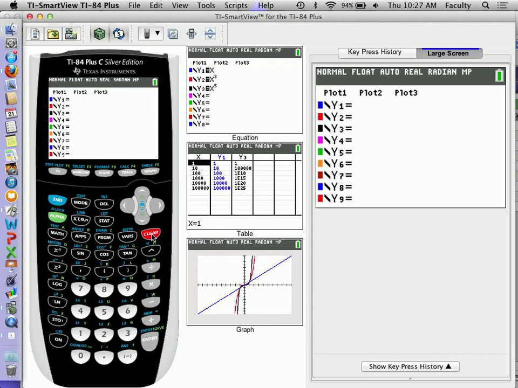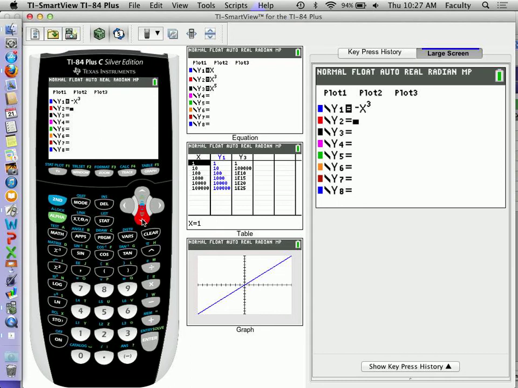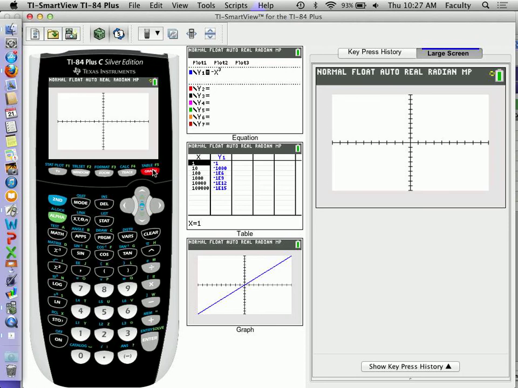And I want you to now type in negative x cubed in your y sub 1. Now we put it back on a standard window, so let's just press graph. And what happened is our standard x odd looked like this. Now when you put a negative in front, it's going to flip it. Okay, this is going to be really important. X odd with a positive out front, negative x odd.